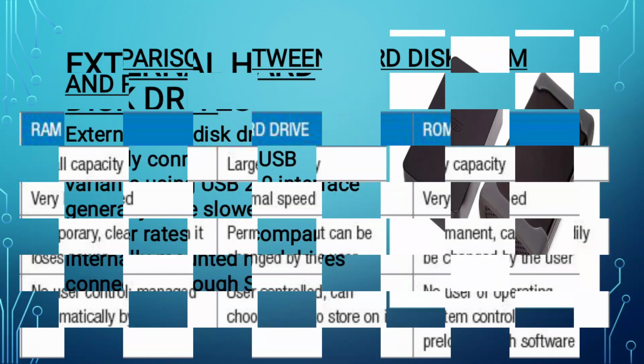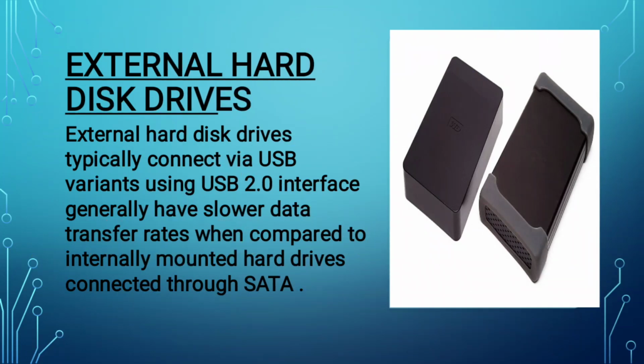Now discussing external hard disk drives. External hard disk drives typically connect via USB variants, using the USB 2.0 interface, and generally have slower data transfer rates when compared to internally mounted hard drives connected through SATA. External hard disk drives are usually available as assembled integrated products but may also be assembled by combining an external enclosure with a separately purchased drive.